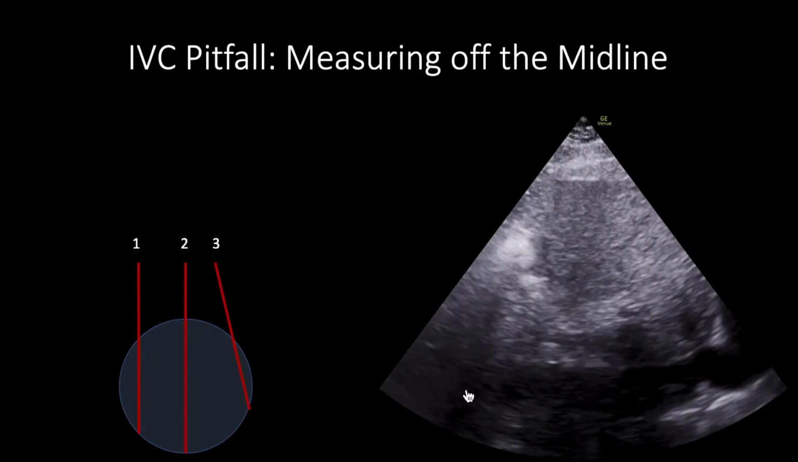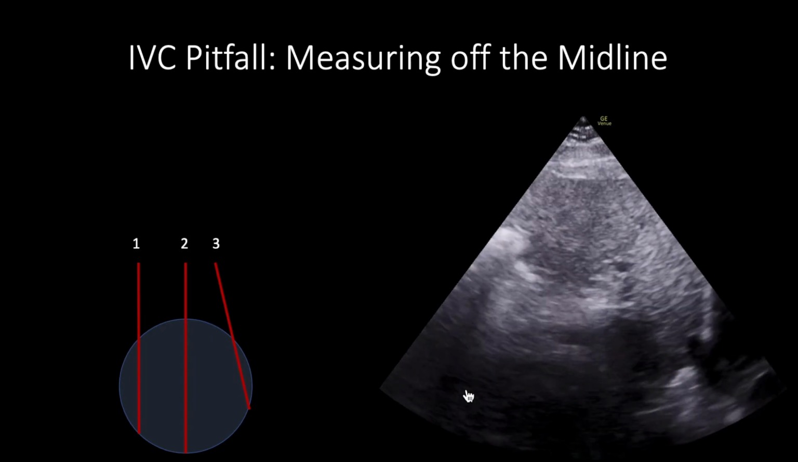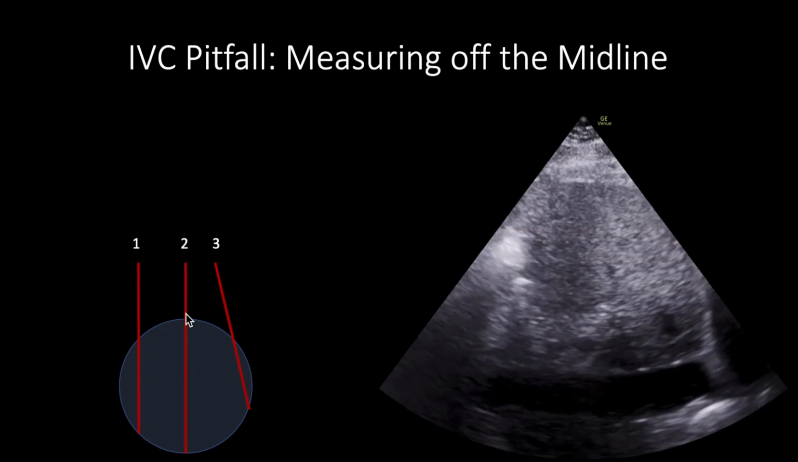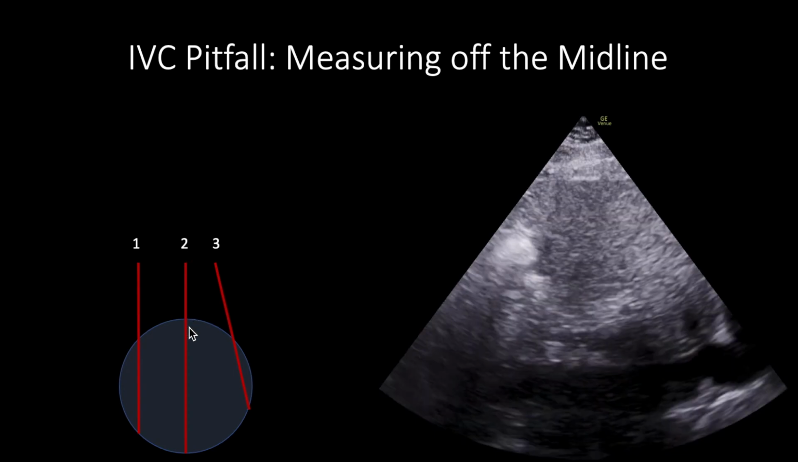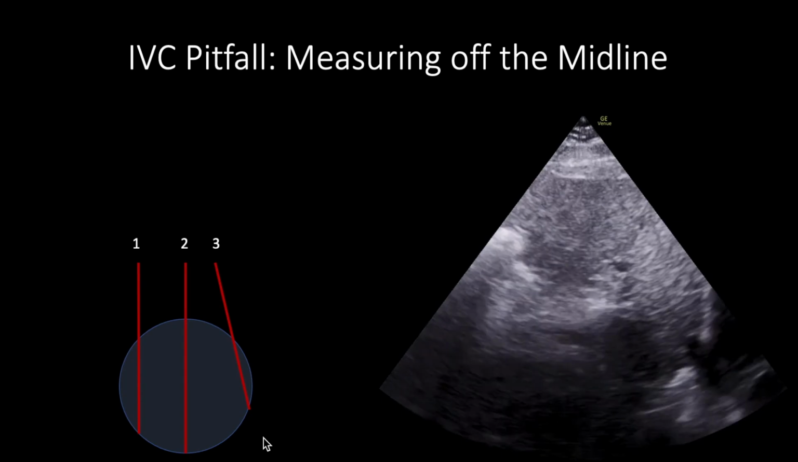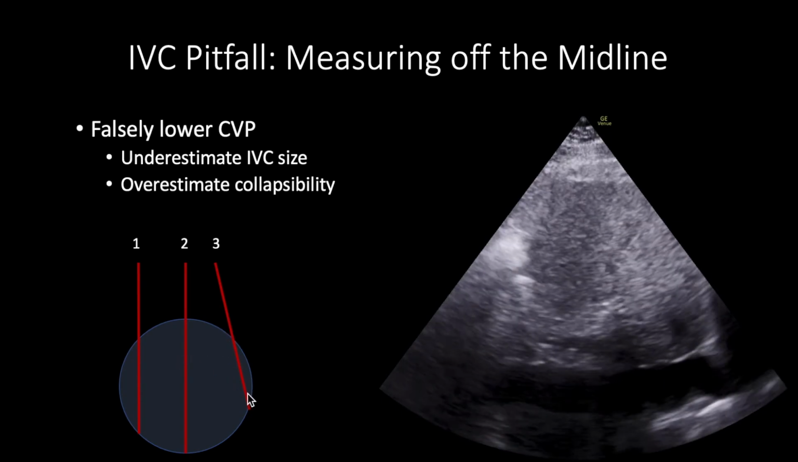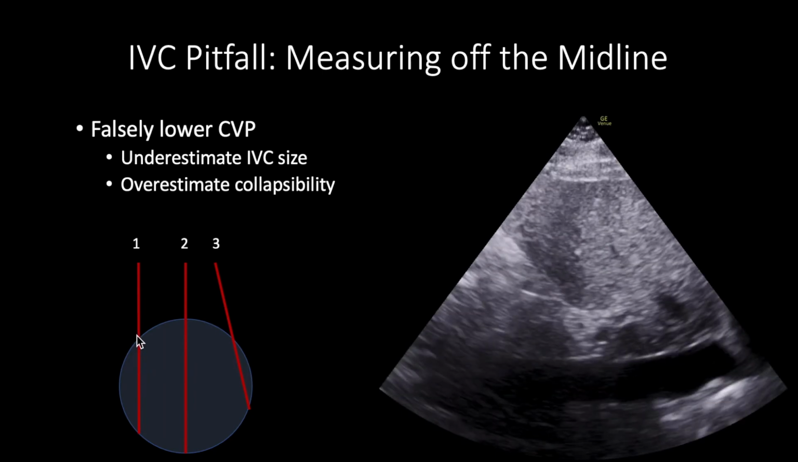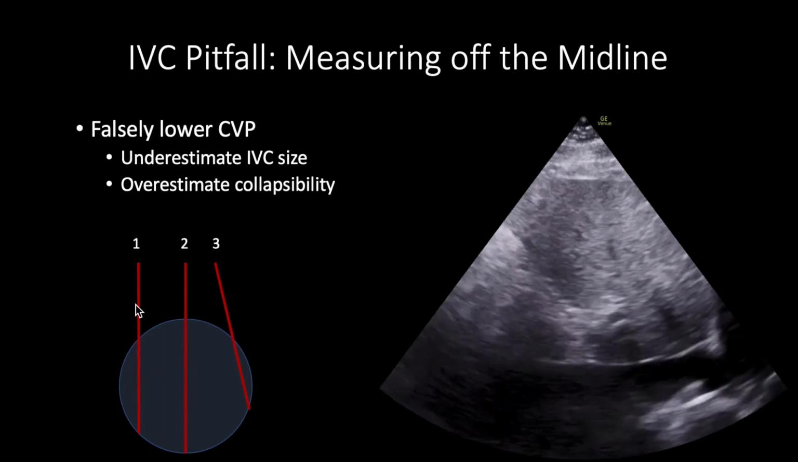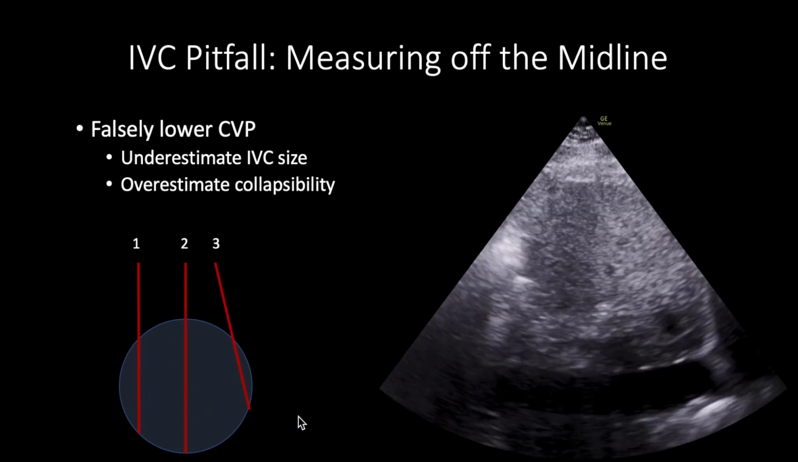Next IVC pitfall we should talk about is the measurement. Often people measure off the midline by accident. We want to be right here with our beam slicing through the middle of the inferior vena cava, maximizing this diameter. If the beam is off to the side at an angle or slit off, we're going to underestimate the IVC size or overestimate collapsibility. This is going to falsely lower the central venous pressure.